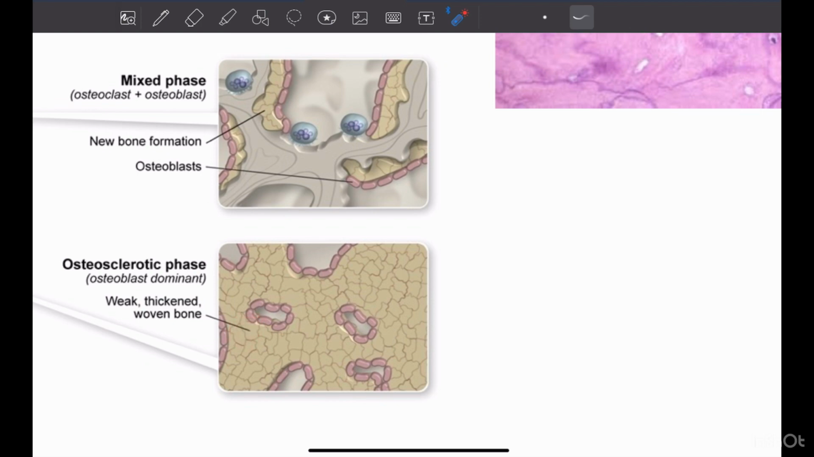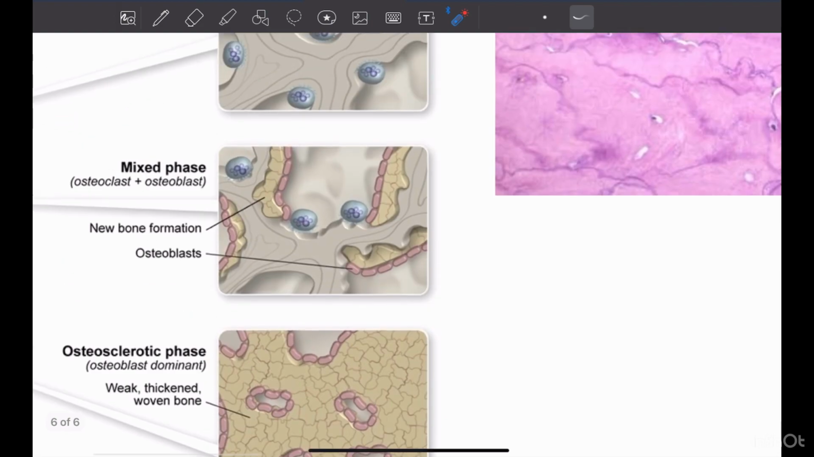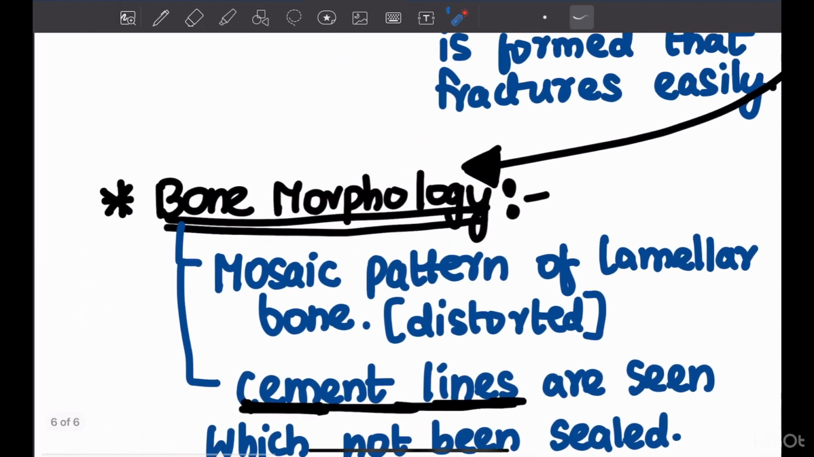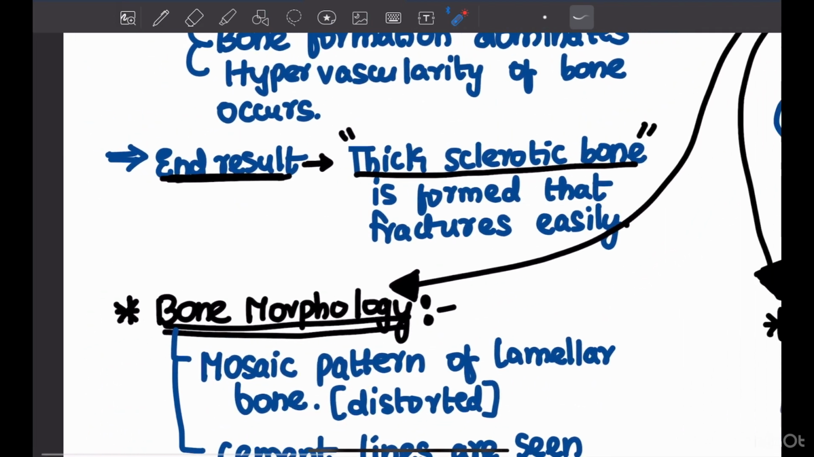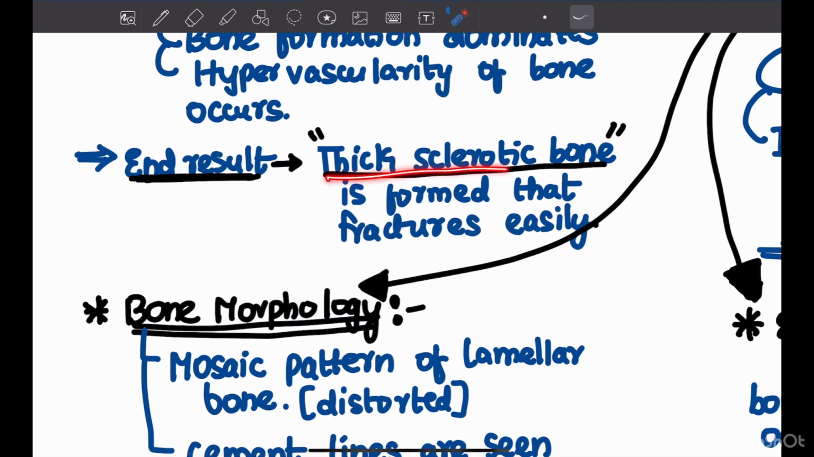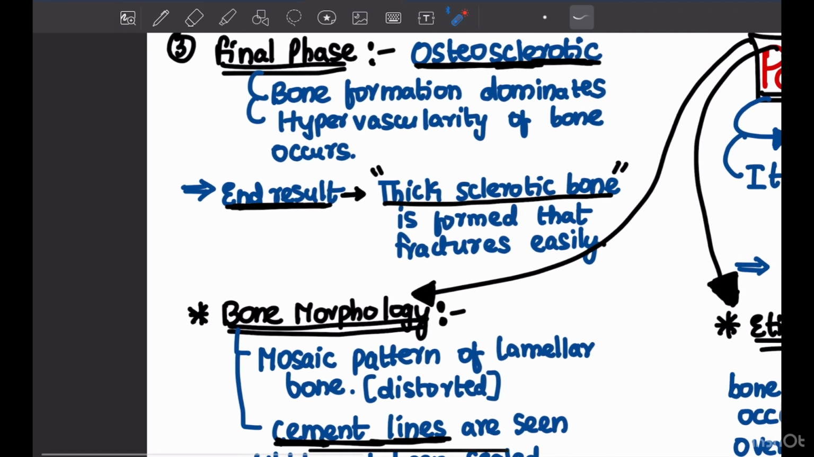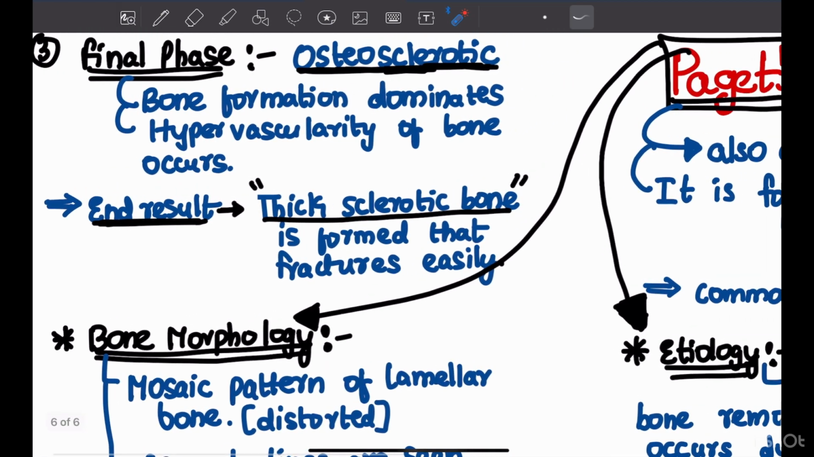We know that woven bone is nothing but, due to irregular arrangement of collagen fibers, there is a large number of cells and reduced mineral content. It is also known as primary bone. So finally, the end result is thick sclerotic bone is formed that easily gets fractured. So these are the phases of Paget's disease.